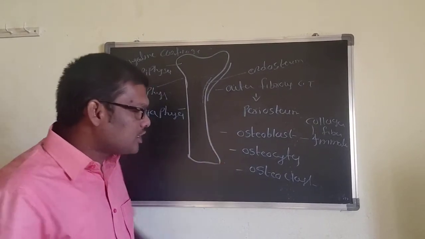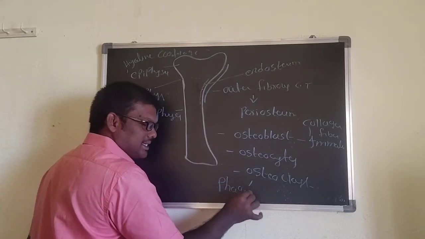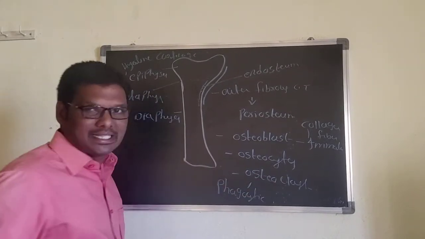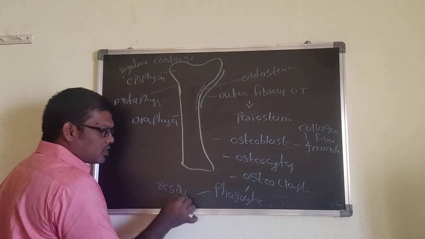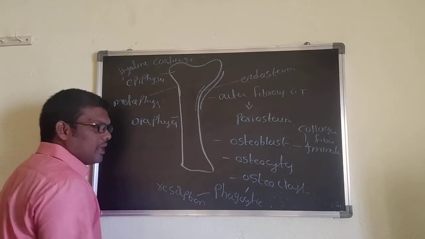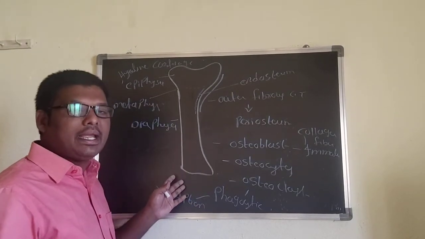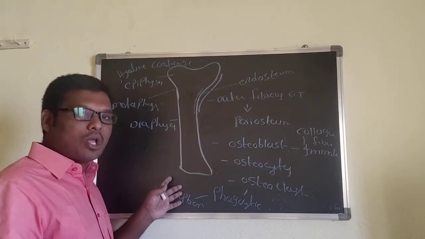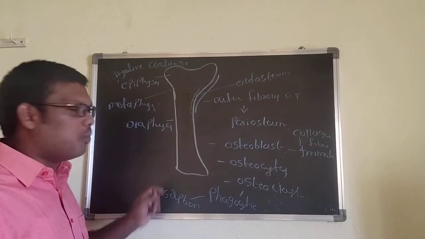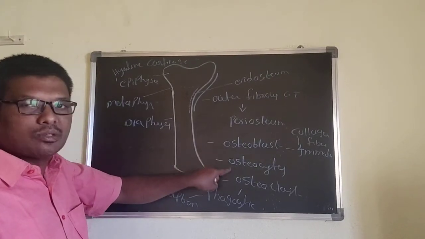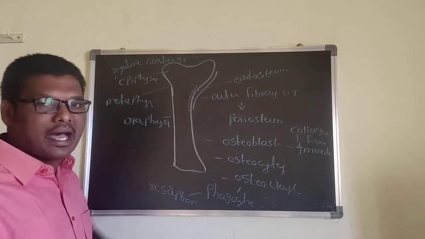And then osteoclasts. Osteoclasts are phagocytic cells. They are used for resorption. Resorption indicates loss of calcium from the bones. Reabsorption is different; resorption is different. That's why there are three types: osteoblast, osteocyte, and osteoclast.